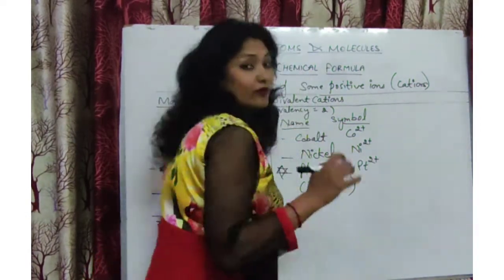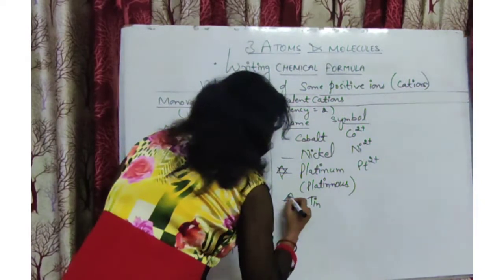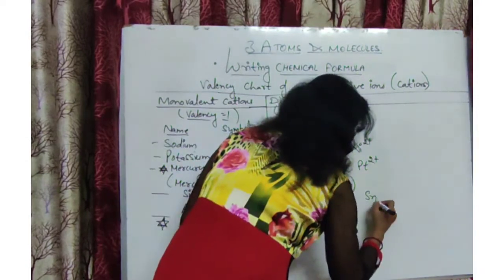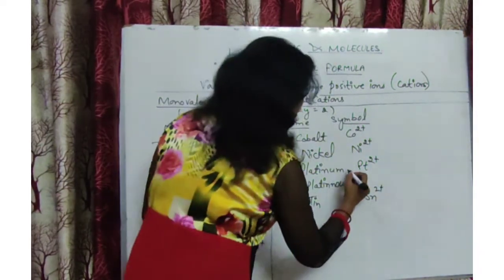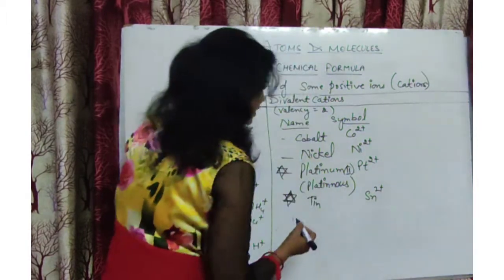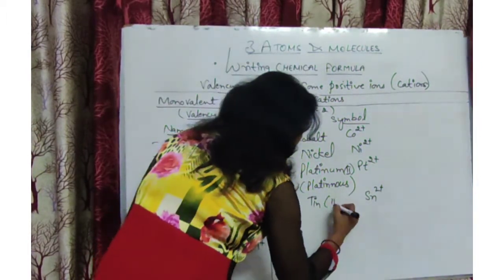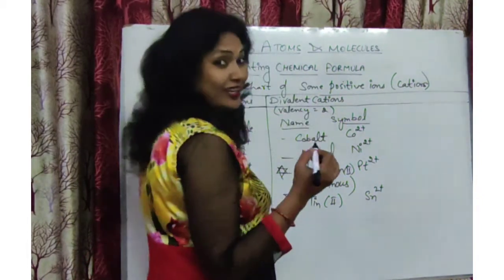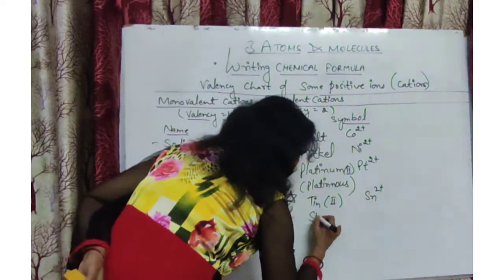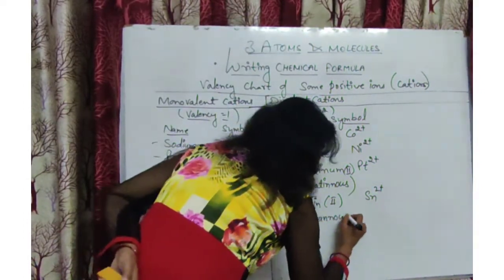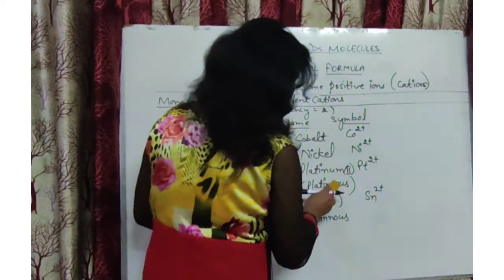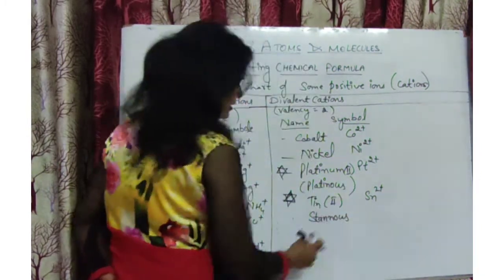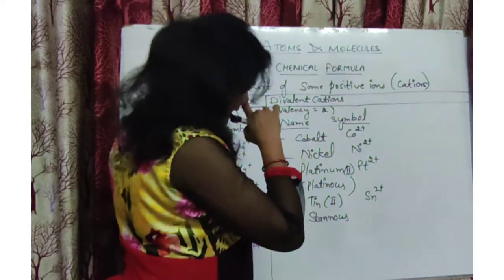Tin has also variable valency 2 and 4. So we can make the star or streaks here. Tin, Sn2 positive. And in the Roman number, you will write here 2 in front of the platinum, and in front of tin also you can write 2. And the name of this element or mainly cation is stannous. Here platinous is platinous. So it's platinous and this is stannous.